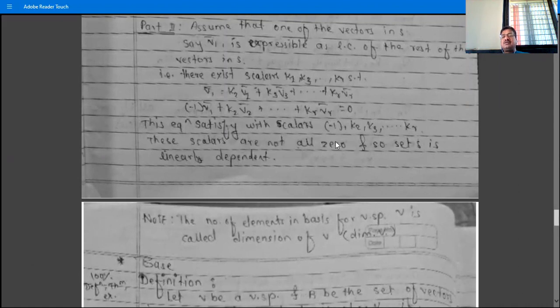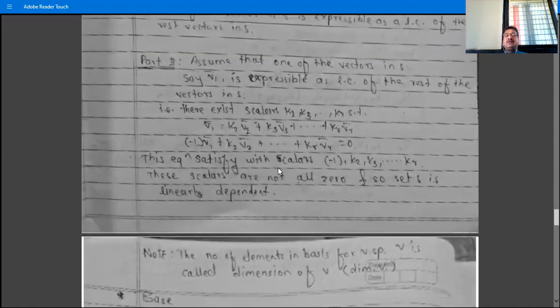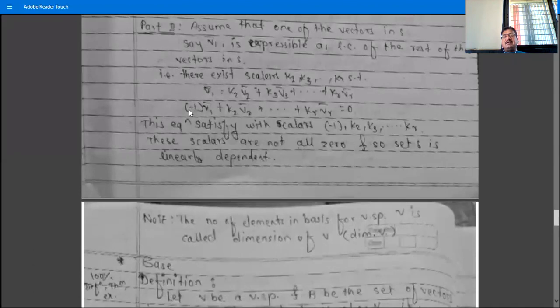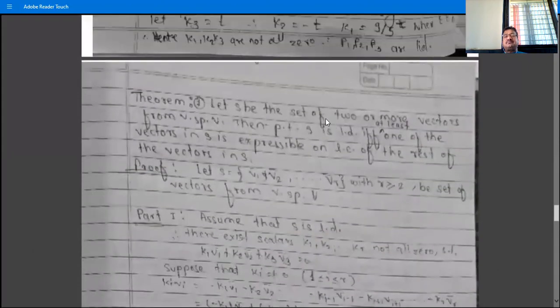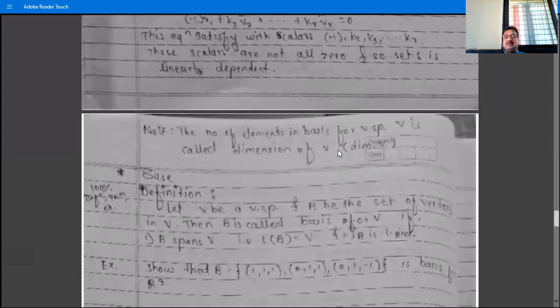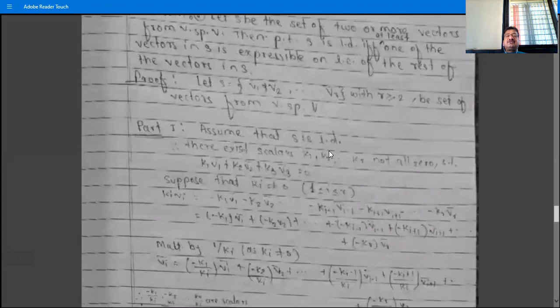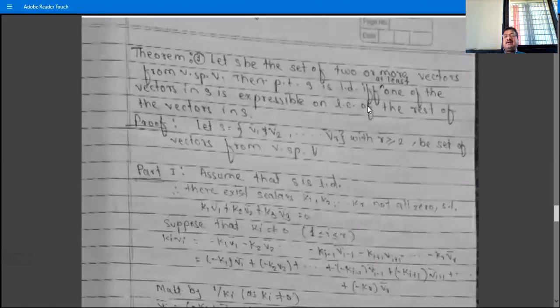So the set S is linearly dependent, because we have scalars not all 0 but their linear combination is equal to 0, and therefore by the definition, if the scalars are not all 0, then the set is linearly dependent. So the set S is linearly dependent, and that is what we had to prove. In the second part, we have to prove S is linearly dependent, and hence the theorem: if the set S is linearly dependent, then at least one vector in S is expressible as a linear combination of the rest of the vectors in S.